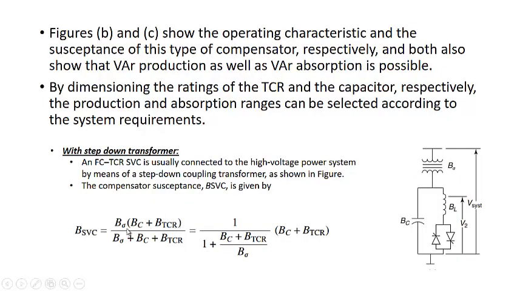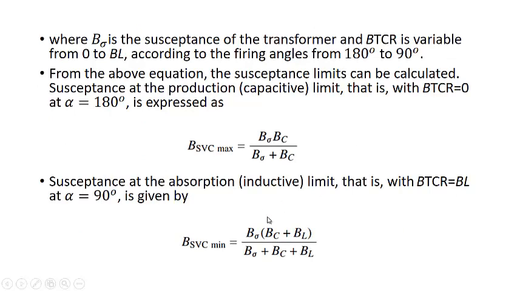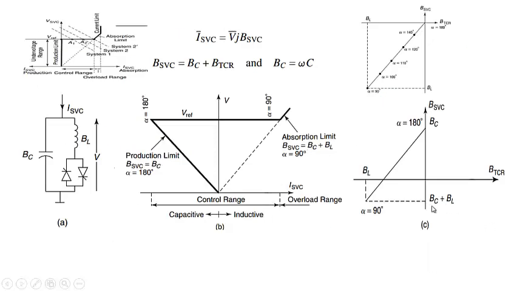When BTCR is equal to 0, it will be equal to B sigma into BC divided by B sigma plus BC. When BTCR is equal to BL, it will be equal to B sigma into (BC plus BL) divided by B sigma plus BC plus BL. And you have to take care, I have not consumed that minus into BL because we are assuming that BL is negative. That's why it is shown here as B sigma plus BL. The negative has been consumed with BL. We are assuming this, keeping in mind that BL is always negative.